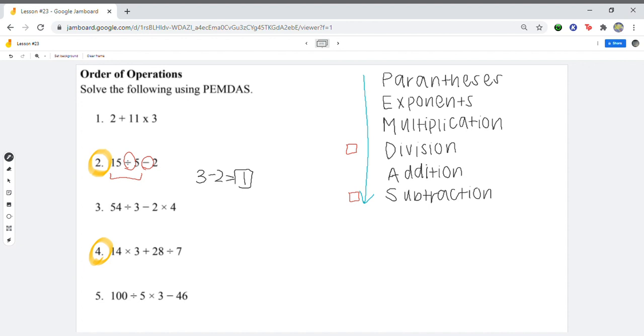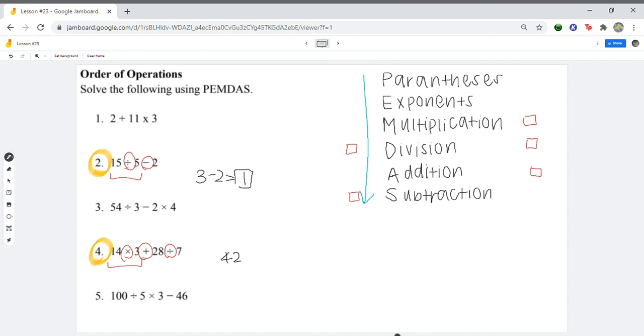For number 4, it's basically the same thing, except now we have 3 different signs. It's 14 times 3 plus 28 divided by 7. We have a multiplication sign, a division sign, and an addition sign. We're going to go from top to bottom, so multiplication first. We're going to do 14 times 3 first, and if you calculate it, it should be 42.